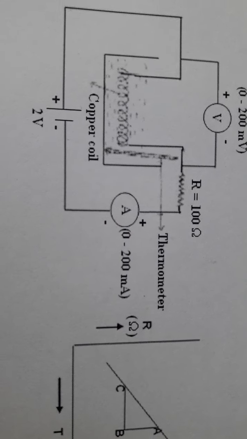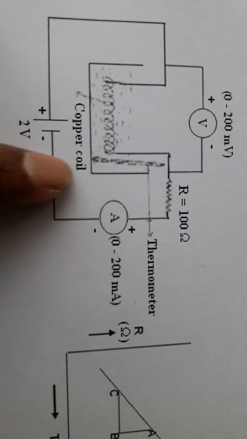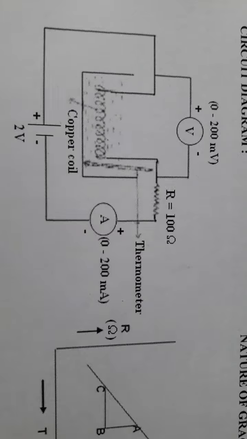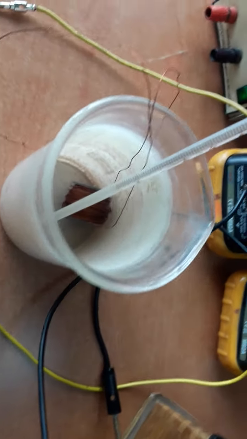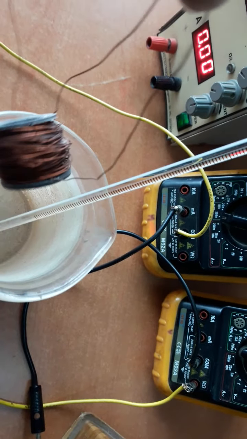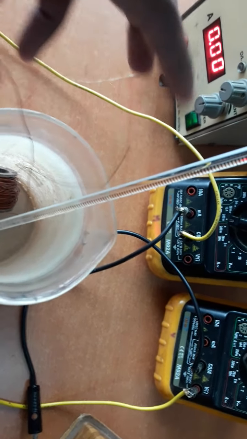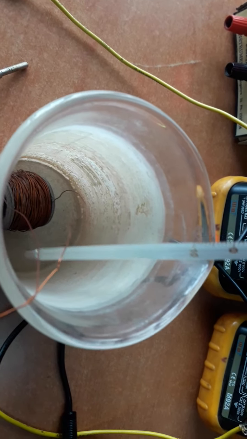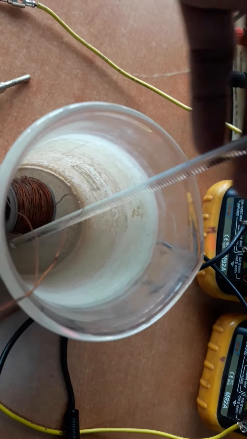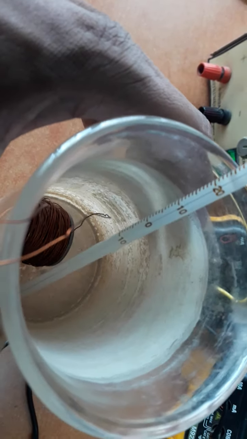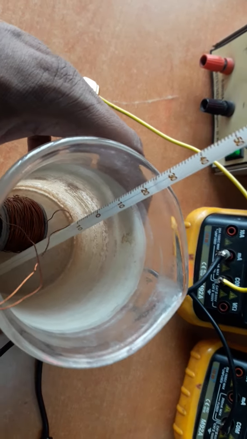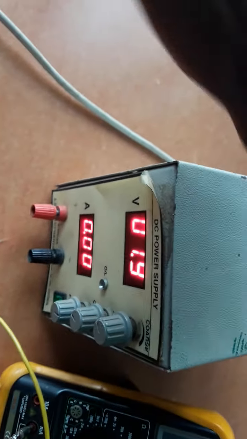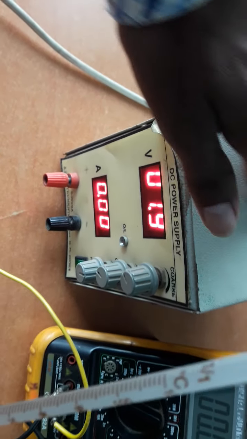To connect this circuit, these are the apparatus. We want copper wire, which has 2 ends. To measure the surrounding temperature, we want a thermometer. This is the beaker we are using. Okay, battery.